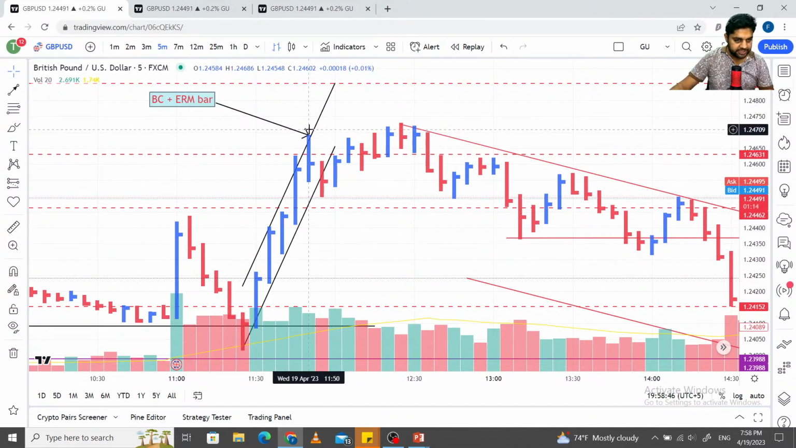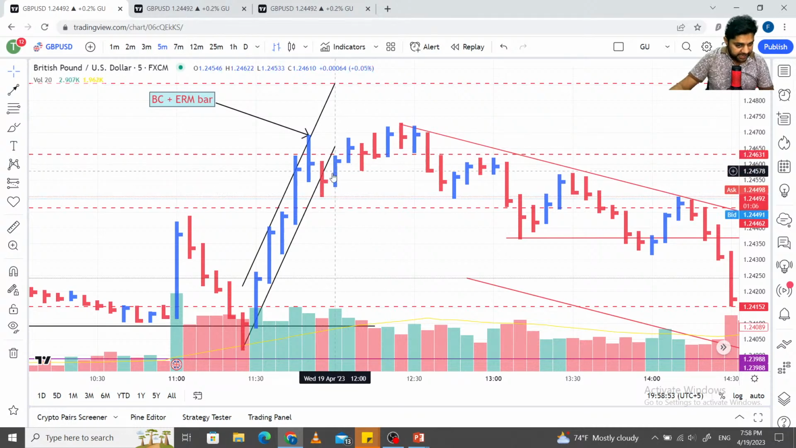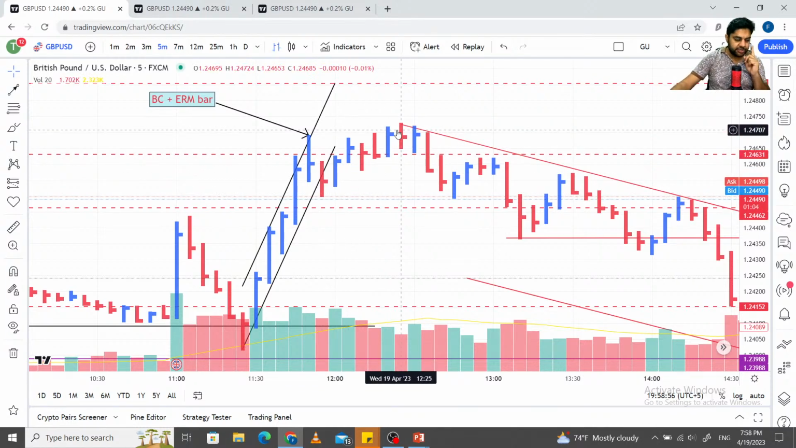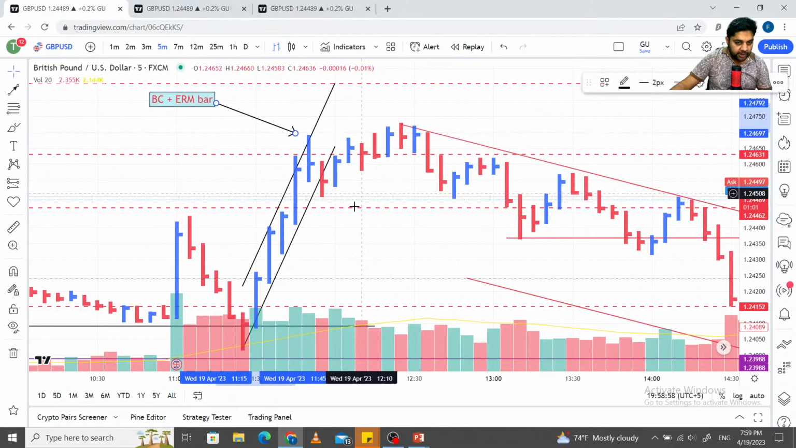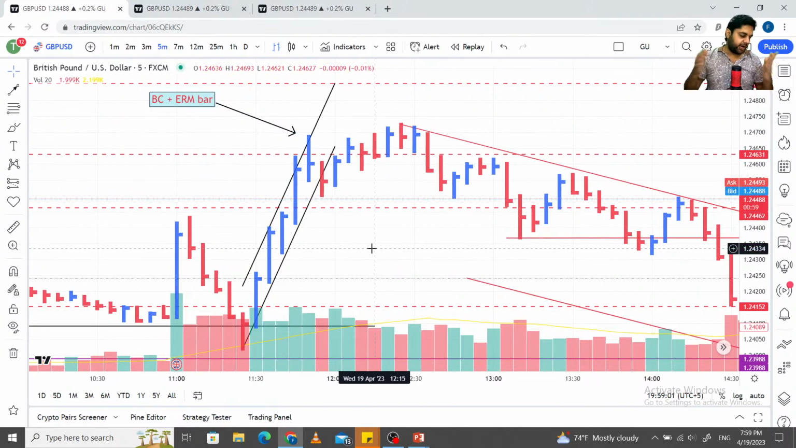So what happens after this BC bar? The market comes down. It goes down, and then it goes a little bit up. Now look at this, guys. The market is now unable to go up. Why? All of a sudden, why is the market unable to go up? Why is it going up slowly? Because this is actually a distribution structure. That's why the market is unable to go up any further.